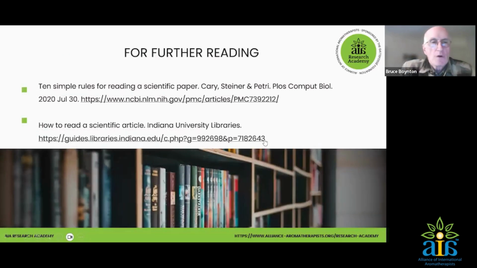Okay, there are a number of little articles that you can find on the web for further reading and make pretty much the same points I've made here. How to read a research study, Indiana University, for instance. And for some reason, I just went to the National Library of Medicine.